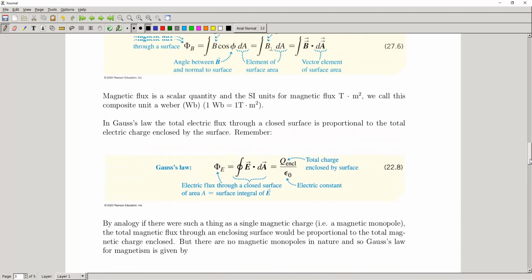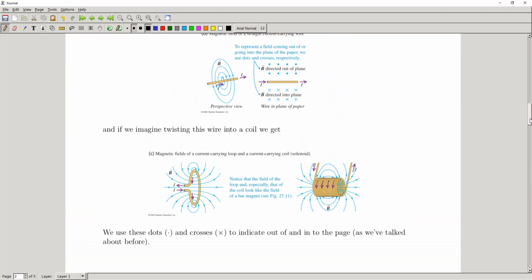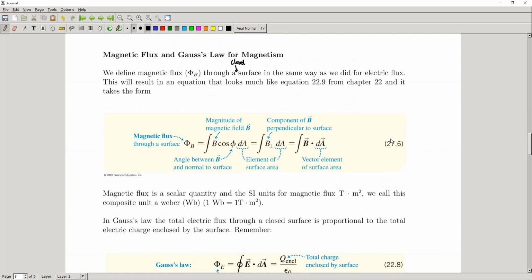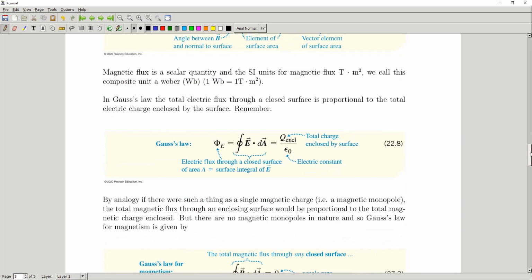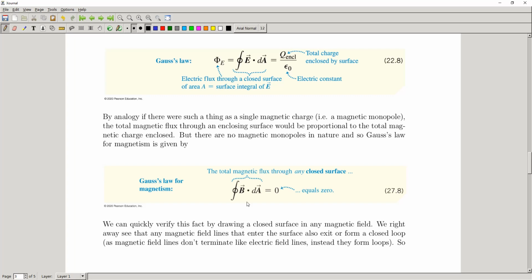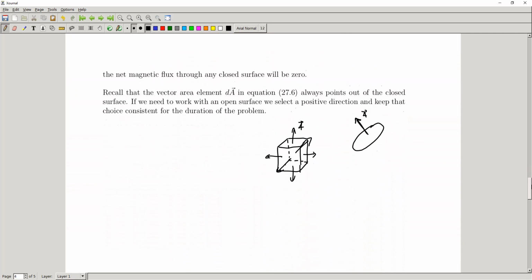So the key things to remember for this section, the things that we're going to calculate with, are going to be 27.6 in all of its forms, the same way we had it for the electric version of this. And we also want to keep in mind Gauss's law for magnetism, right? Basically the same idea we had for Gauss's law in the electric case, but with zero on the right hand side again. Okay, so we're going to move on.